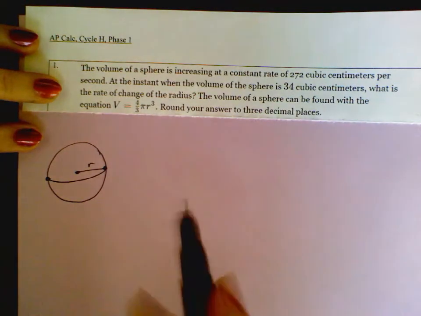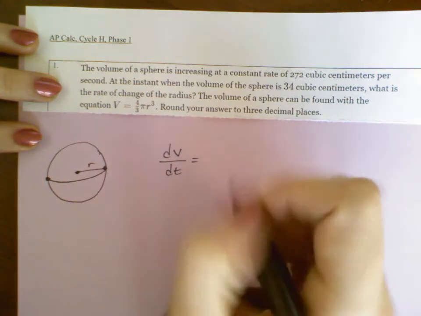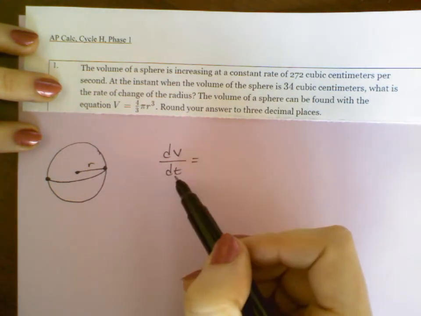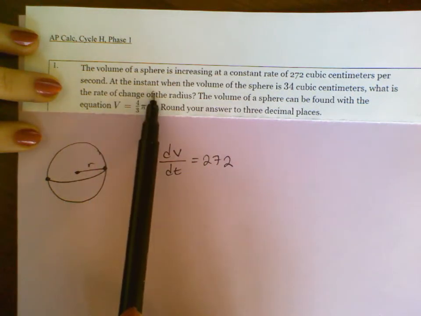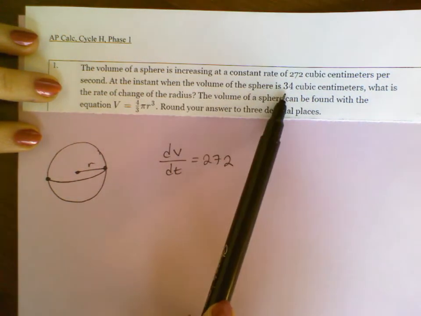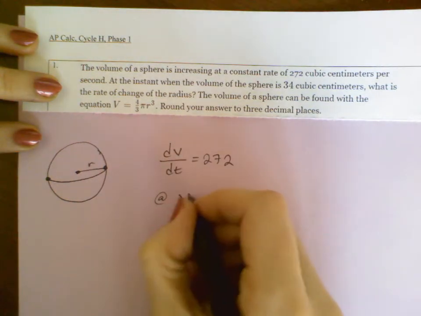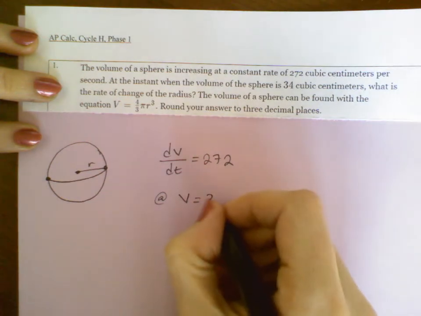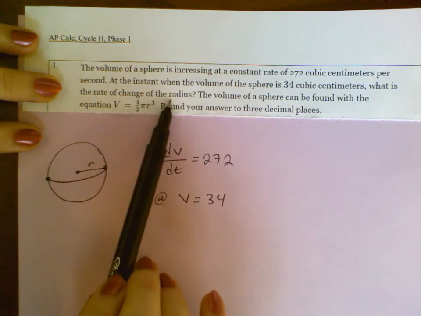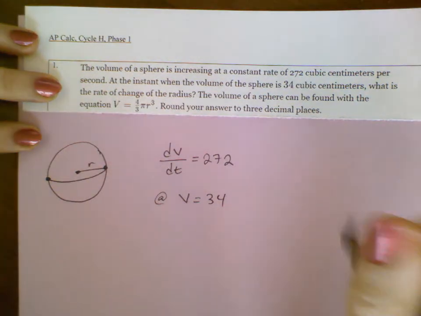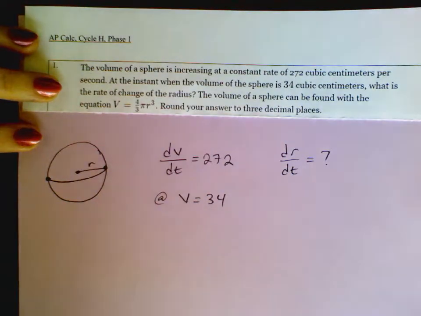So this is a rate, so they're telling us that dV/dt, the change in volume over the change in time, is 272 per second. At the instant when the volume of the sphere is 34 cubic centimeters, so at a certain instant, the volume of the sphere is 34 cubic centimeters. What is the rate of change of the radius? So what we want is dr/dt. That is we're going to figure out what we want.